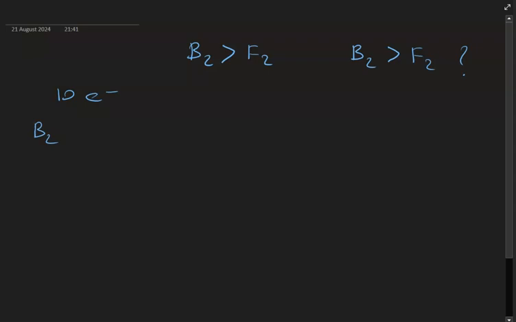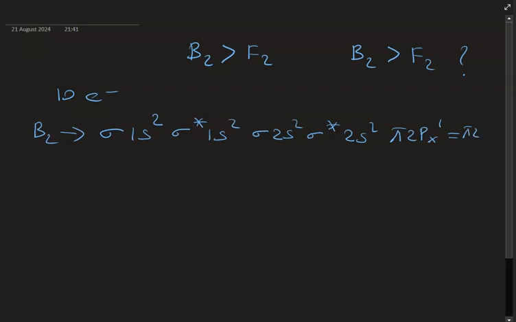If you apply the MO theory on B2, the electronic configuration will come as sigma 1s2, sigma star 1s2, sigma 2s2, sigma star 2s2. Next will come pi 2px1 is equal to pi 2py1. So total 2, 4, 6, 8, 9, 10 electrons are completed.